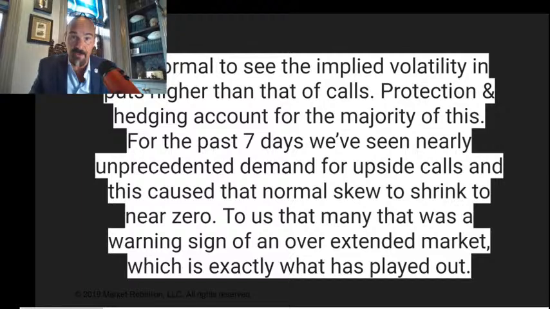So, for the past 7 days, we've seen nearly unprecedented demand for upside calls, and that caused the normal skew between the call pricing and the put pricing to shrink to almost zero. Out-of-the-money call premiums were very high. And some of that was because people said there was a whale out there that was buying all of the upside calls. Now, that could be true.